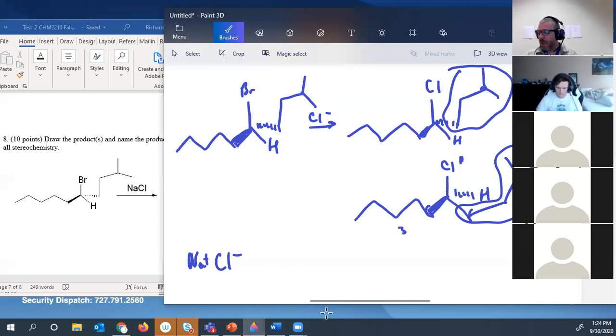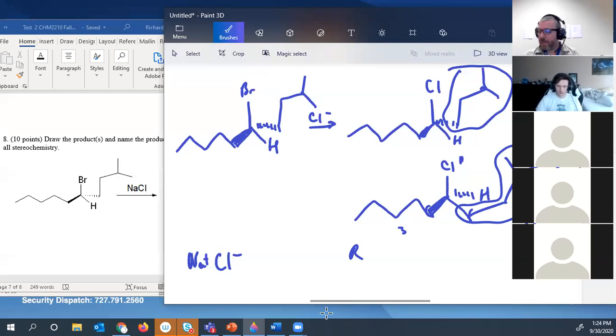So this would be R. Now, I haven't done a name yet. I'm just going to call it R. I'll put the R over here. Okay. And I'm calling it R because the 1, 2, 3 goes in a clockwise direction with the lowest priority group in the back. Any questions?